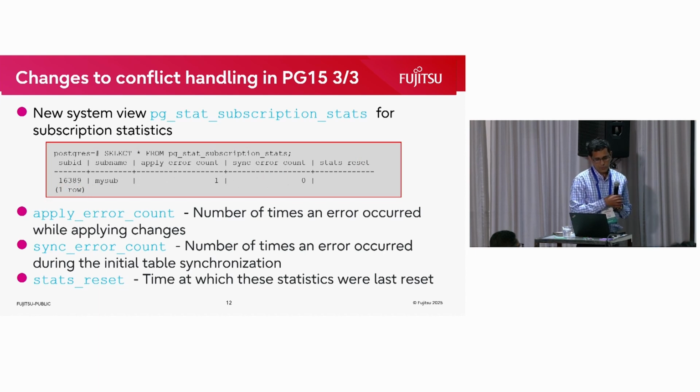A new system view, pg_stat_subscription_stats, was introduced, which shows error counts. There are two types of error counts: errors happening during the apply stage, as well as error counts during the sync stage, that's when the initial table is synced. So you have two error counts, as well as the stats reset time. That's when the stats were last reset.